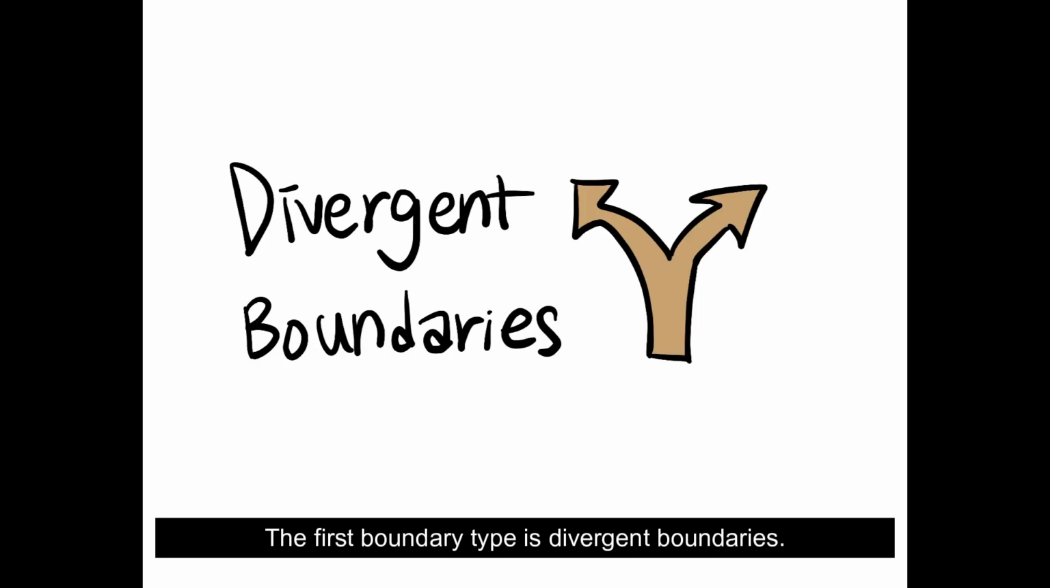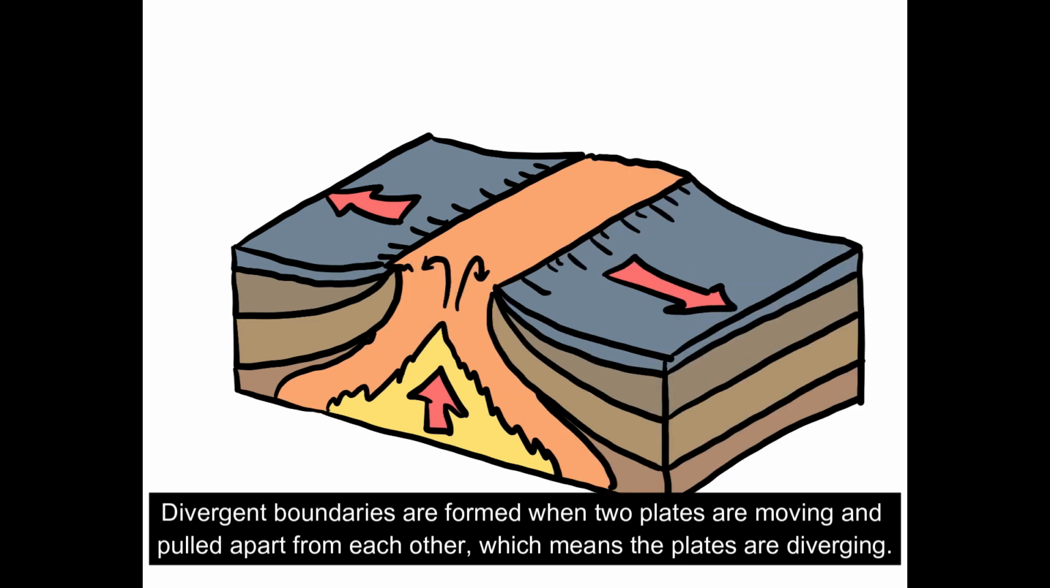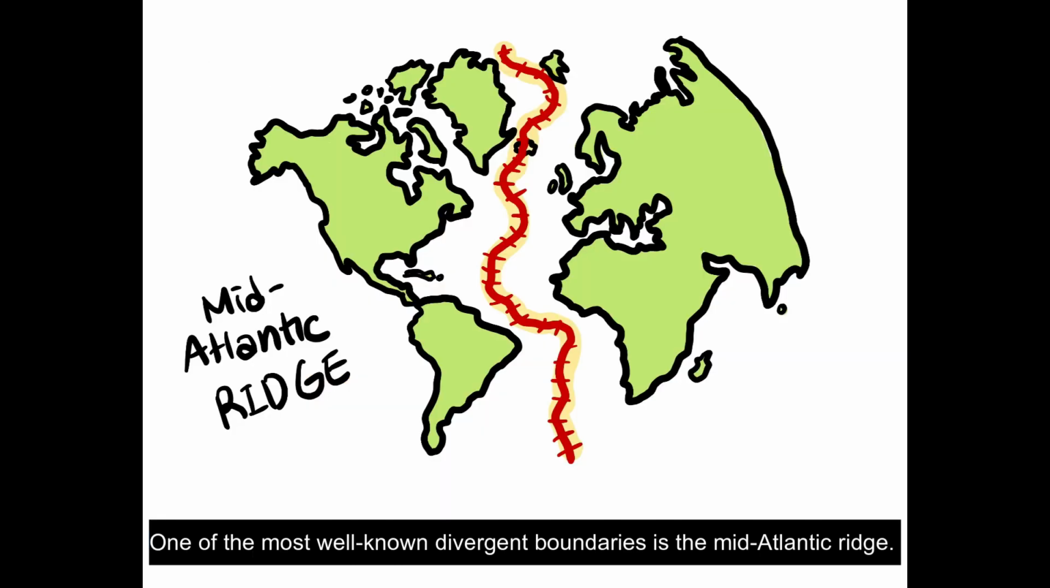The first boundary type is divergent boundaries. Divergent boundaries are formed when two plates are moving and pulled apart from each other, which means that the plates are diverging. Most divergent boundaries are in the ocean. One of the most well-known divergent boundaries is the Mid-Atlantic Ridge.